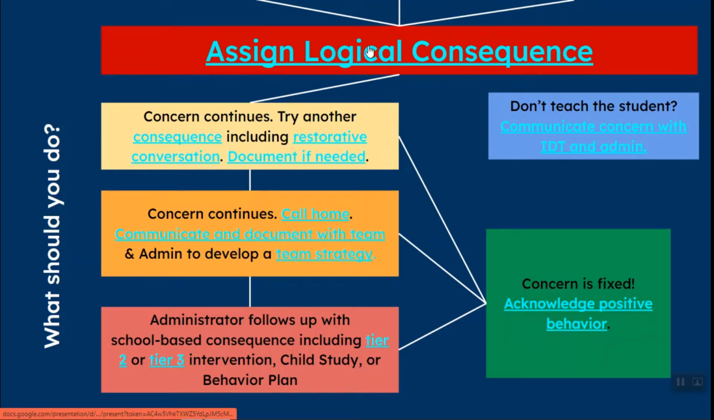At this point, it's becoming a chronic behavior. You've already given a consequence, you're giving a second consequence. This is where they really need to think about what they're doing so that it doesn't become a chronic behavior that just disrupts everything from here on out.